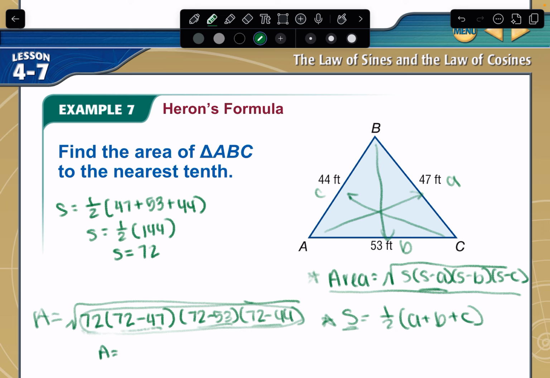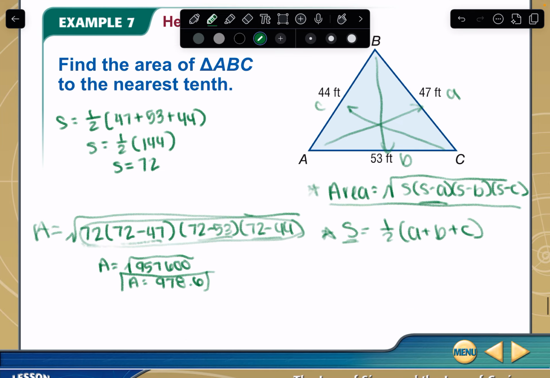So when I did it, I just plugged in the 72 times 72 minus 47 times 72 minus 53 and then 72 minus 44. If you're going to plug it in that way, make sure you put parentheses because that part is important. So once you multiply all that together with this number, then you're going to take the square root. Whenever you take the square root, you would end up with an area of 978.6. So that is how you plug into that and then solve your answer.